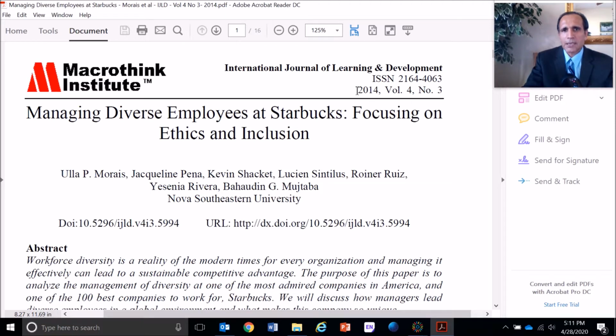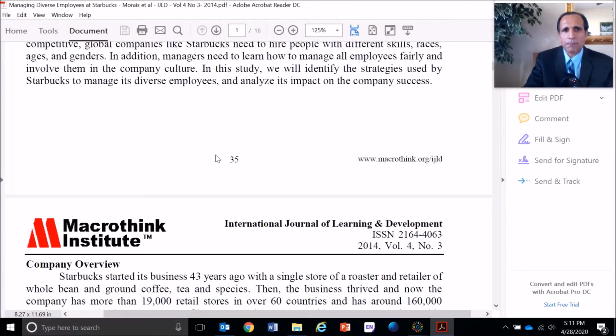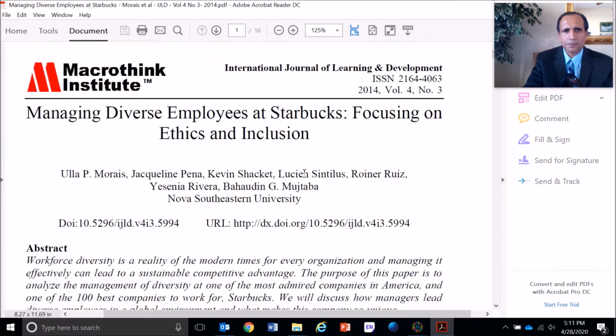So you can see here the year of publication was 2014, the volume number is 4, and the issue number is number 3. And also you can look at pages in the journal where it appears. So it should appear starting on page 35.